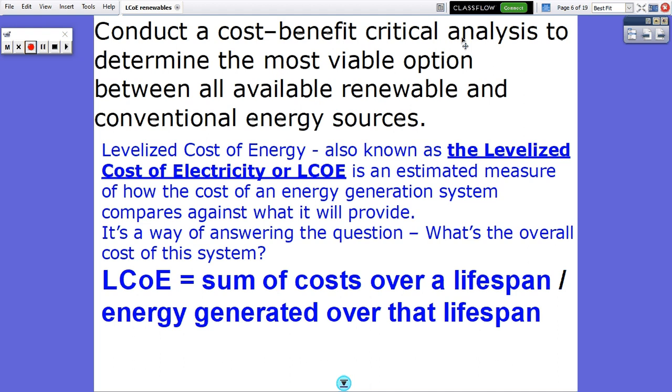If we conduct a cost-benefit analysis, we're looking at levelised cost of energy or levelised cost of electricity, which is defined as the sum of the costs over a lifespan divided by the energy generated by that technology over that lifespan. And what we want to do is to compare PV, biomass and wind with conventional energy sources such as coal, gas and nuclear.